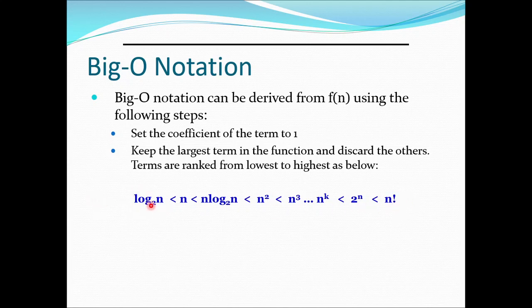So log n is smaller than n, which is smaller than n log n, which is smaller than n squared, which is smaller than n to the power of 3, up to n to the power of k, and then that is smaller than 2 to the power of n, and 2 to the power of n is smaller than n factorial. You need to remember this term ranking so that you can find the big O notation for the algorithm.